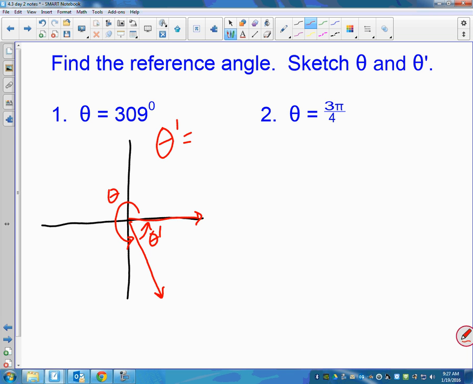Anybody? Yeah, so we can take 360 degrees minus 309 degrees, which means we get 51 degrees. 51 degrees is not a special angle in our triangles, which means that doesn't really help us. We're just practicing doing it.